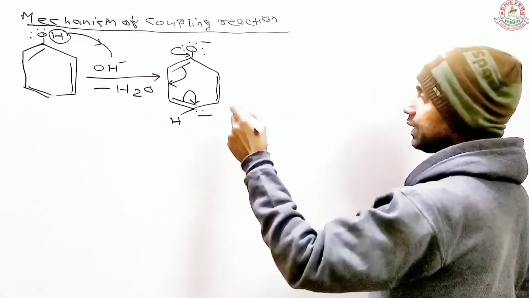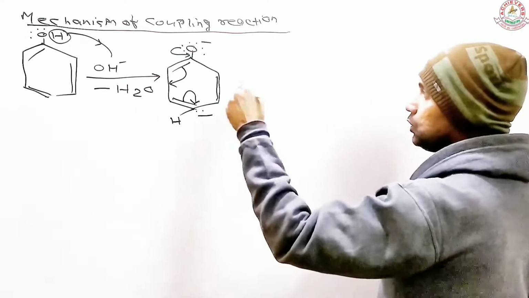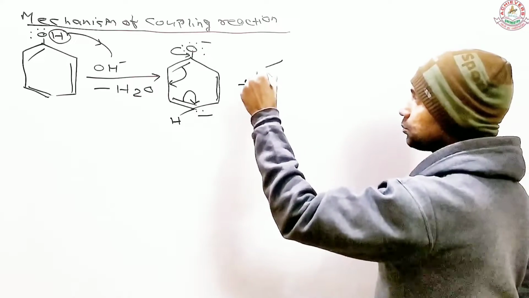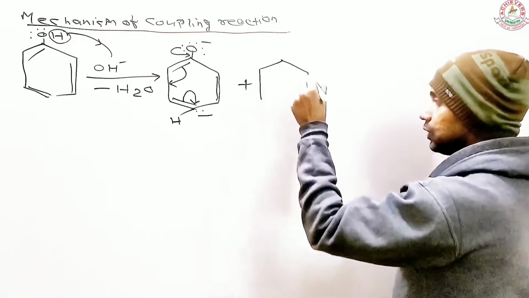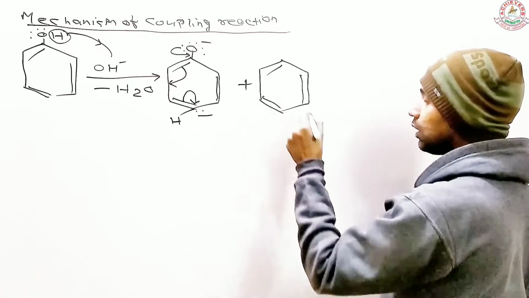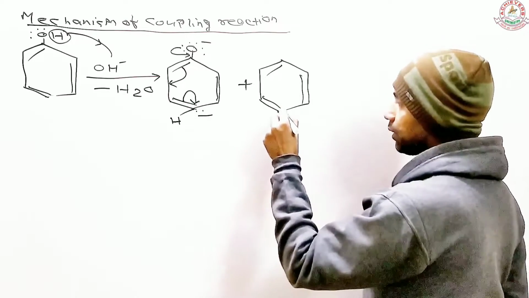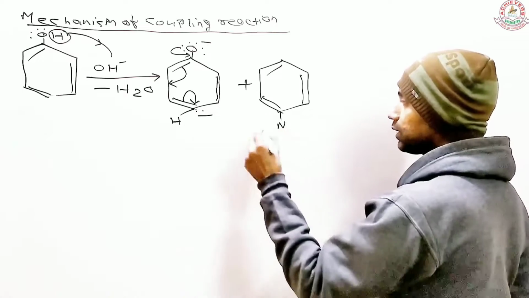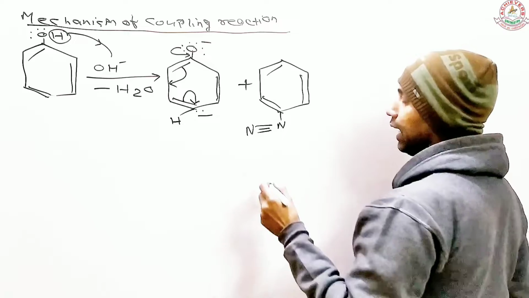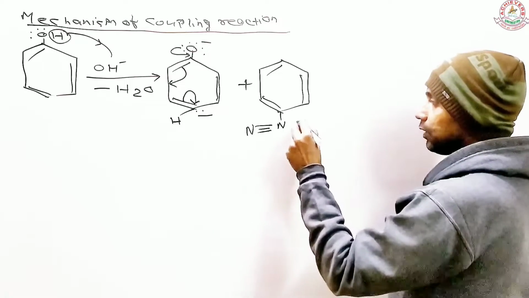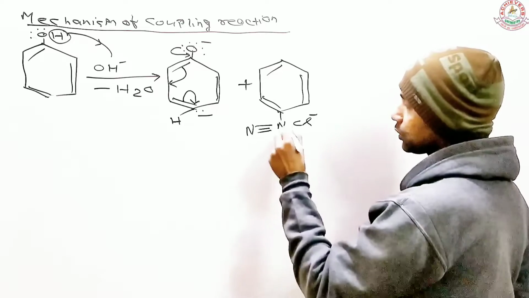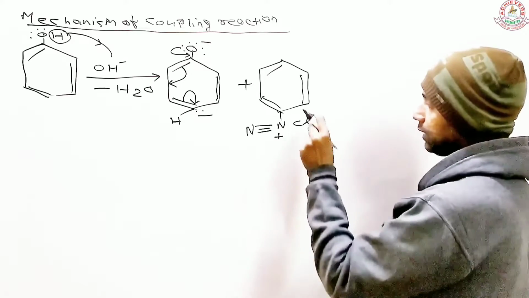In the next step, your diazonium salt comes into the picture. A diazonium salt is nothing but a nitrogen, and along with that nitrogen there is another nitrogen, and with that you have a Cl also. The chloride has a negative charge, and the nitrogen has a positive charge here.